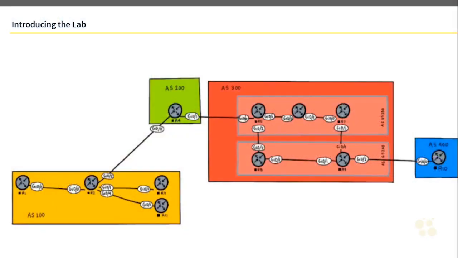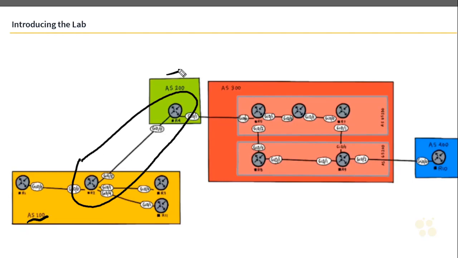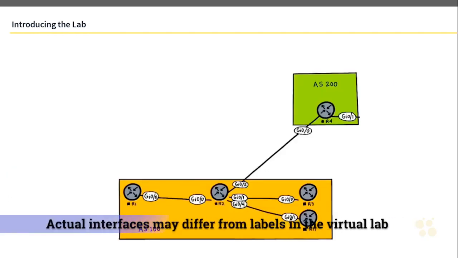This is the virtual lab topology that we're going to be working with throughout these BGP series, and what we're focusing on in this nugget is this link right here, a link that exists from AS100 to AS200. In fact, let's zoom in a little bit so we get a better view of it. Yeah, there we go, that's a lot better.